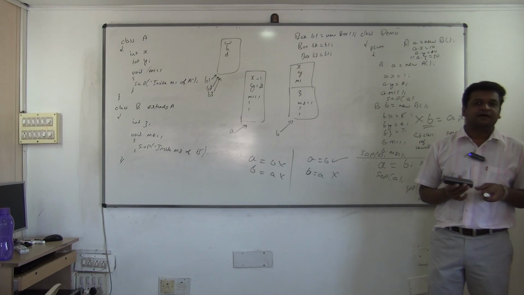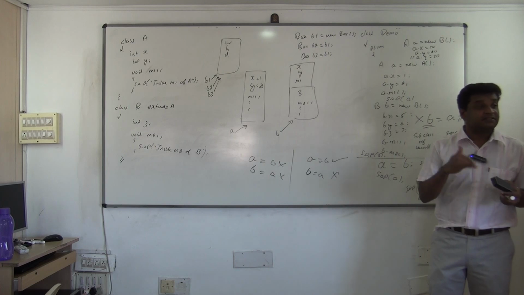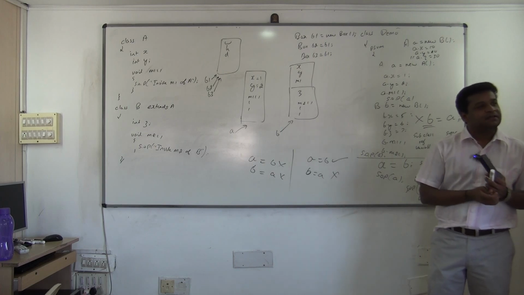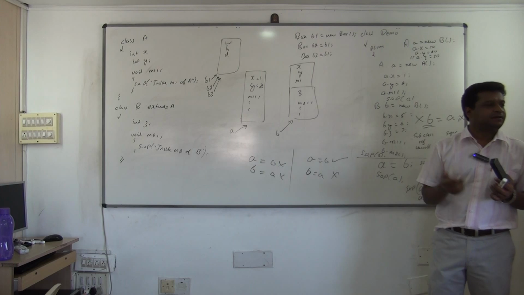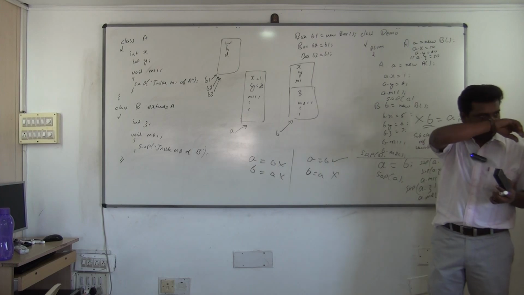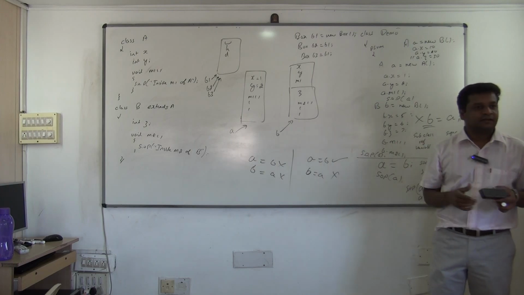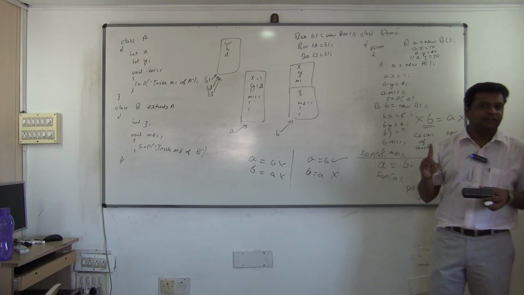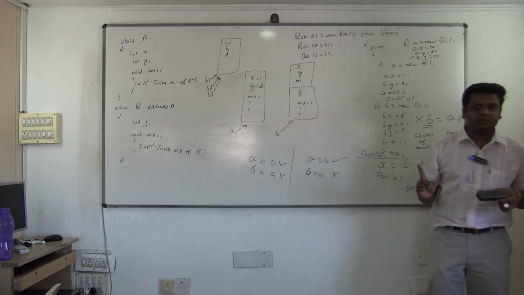Under what condition is A is equal to new B valid? Understood? B is equal to new A is invalid, provided B is a subclass. Provided B is a subclass, B is equal to new A is an error. Clear? Any questions here? I'll type this and show it to you. Very, very important. Check this and come.